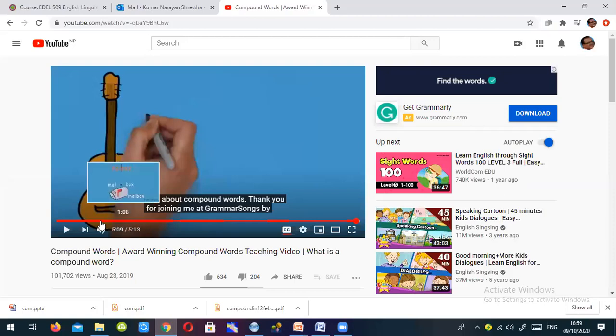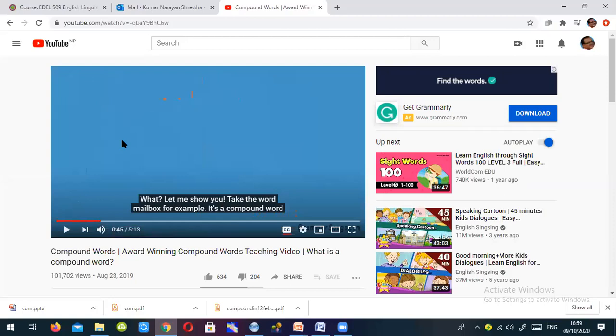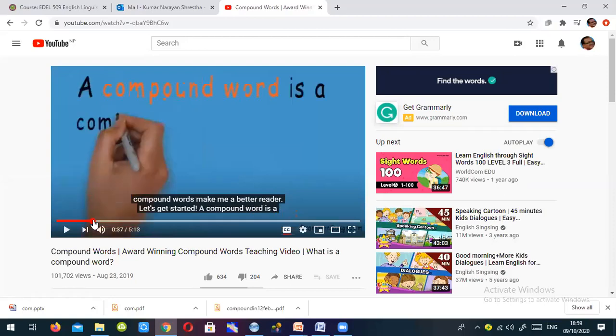So it's two words joined together without removing any letters. For example, there are two words that can be joined together to make one word, like do and not, but then that's a contraction because we remove letters. But here in compound words, we do not remove any letters. We join all the letters to make one word.